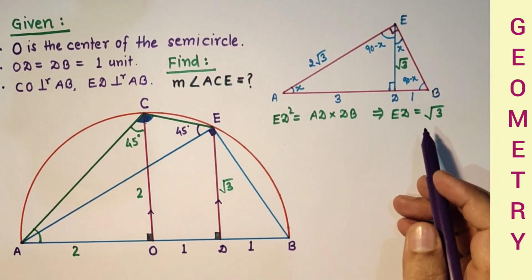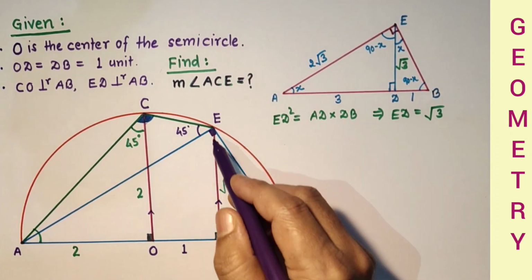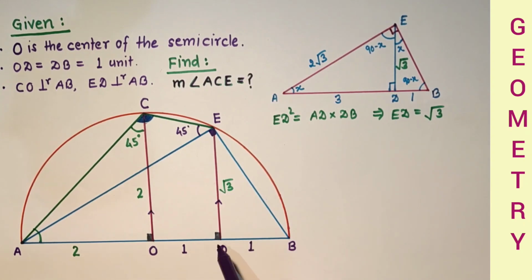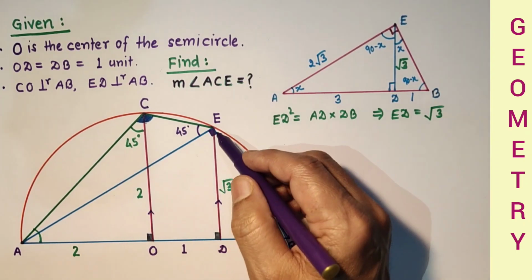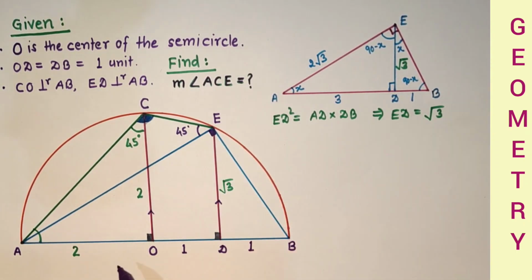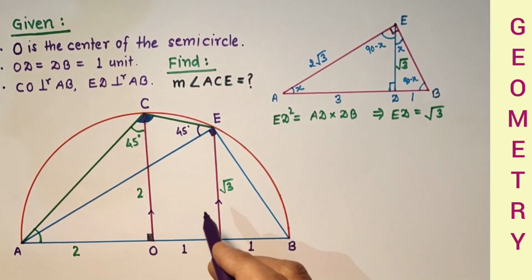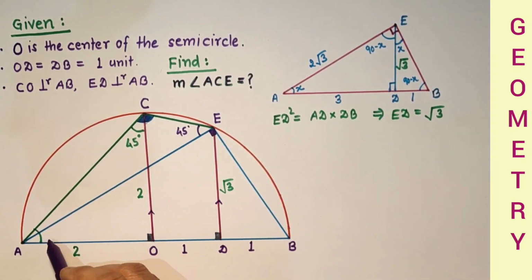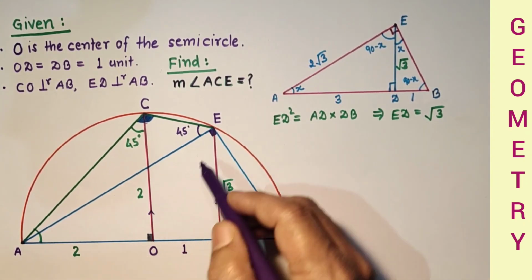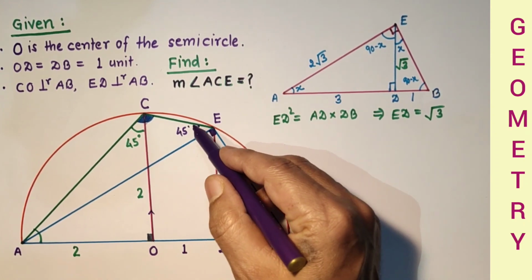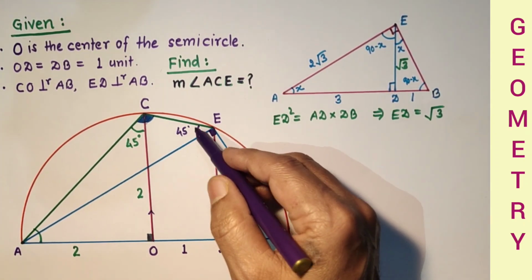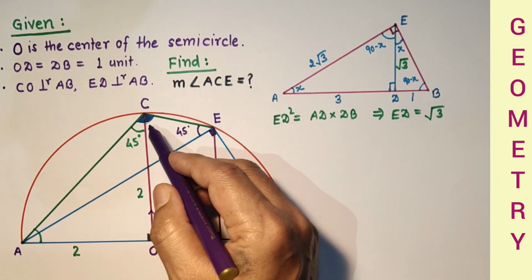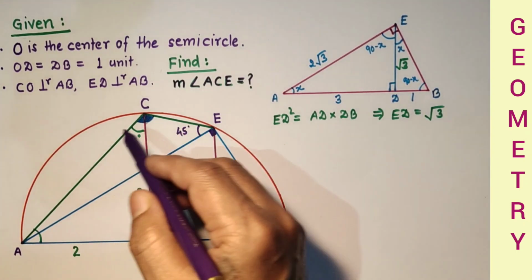Now if we use trigonometry, this is root 3 and this is 3. So tangent of this angle will be equal to opposite over adjacent, root 3 by 3, which is 1 upon root 3. Tangent of the angle is 1 upon root 3, so this angle is 30. And if this is 30, then this will be 60. So this whole angle is 105. 105 plus this is equal to 180, so we can find this and then add to get ACE.